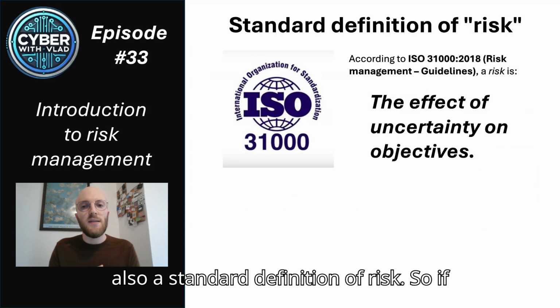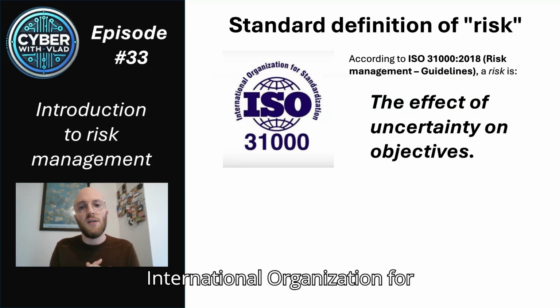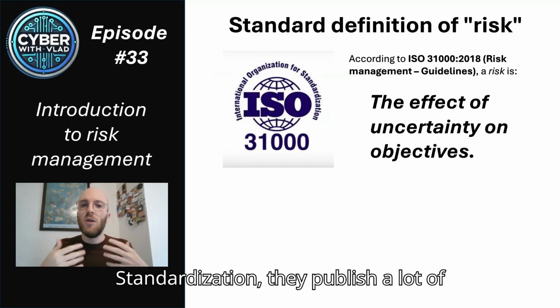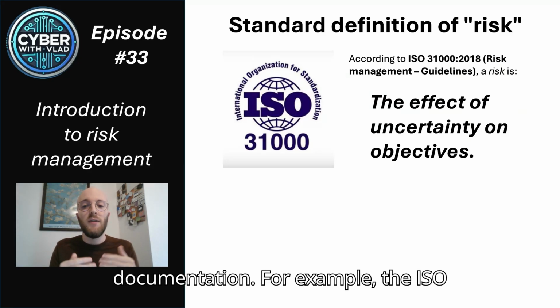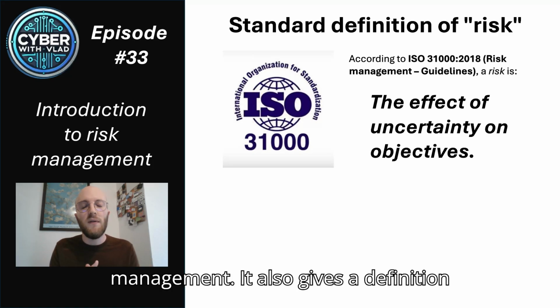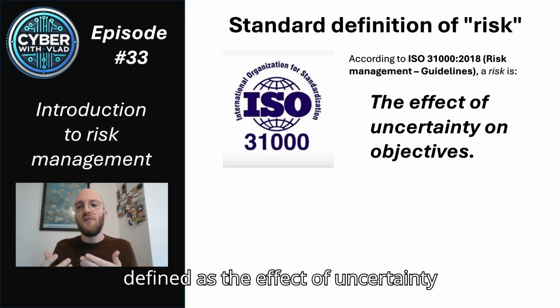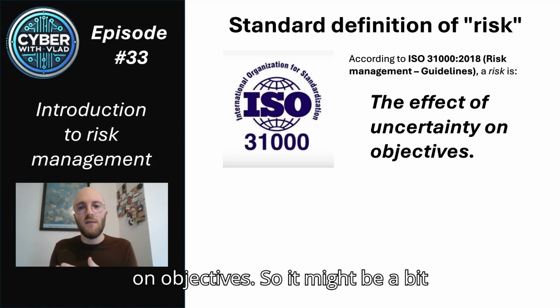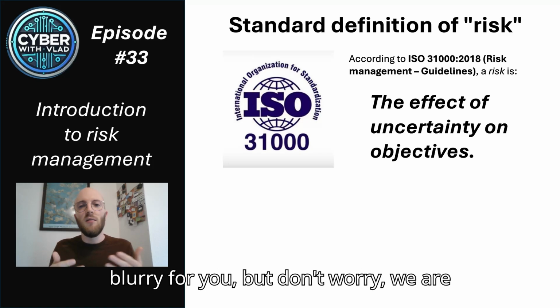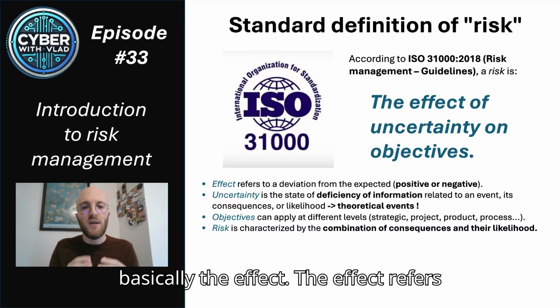There is also a standard definition of risk. If you know the ISO, which is the International Organization for Standardization, they publish a lot of documentation. For example, the ISO 31000, which is dedicated to risk management. It also gives a definition of what a risk is. And a risk is defined as the effect of uncertainty on objectives. So it might be a bit blurry for you, but don't worry, we are going to go through each of the terms. So basically, the effect.